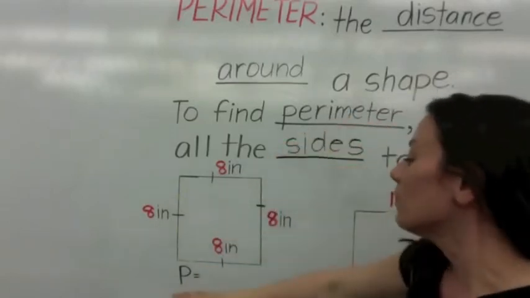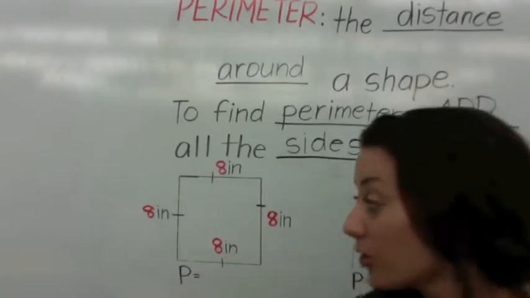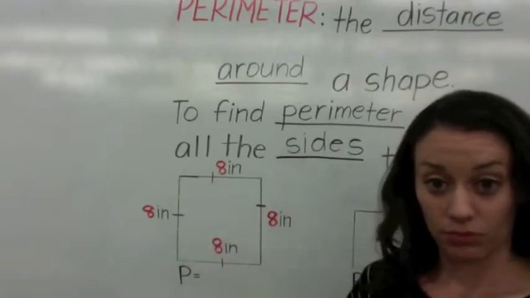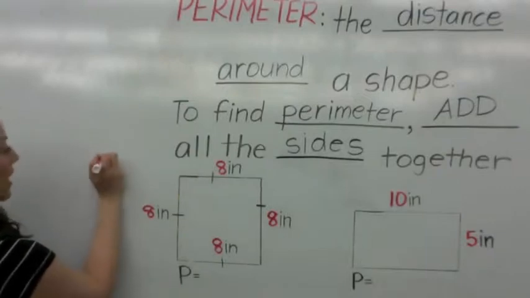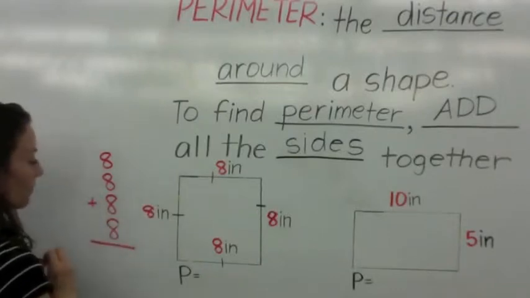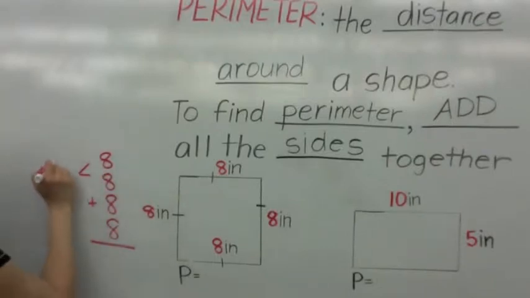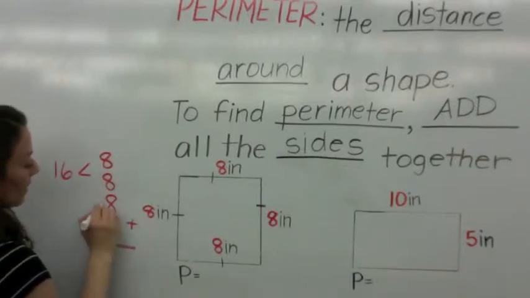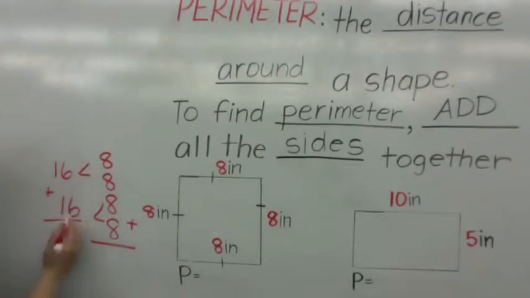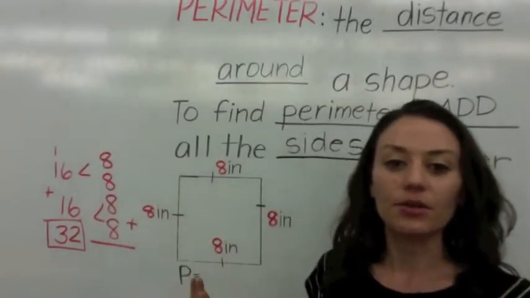So P stands for perimeter. If I were to find the perimeter, like we were doing before, I could add all of these numbers together. I could say 8 plus 8 plus 8 plus 8. 8 plus 8 is 16, and then 8 plus 8 is also 16. When you add up 16 plus 16, what do you get? 6 plus 6 is 12, carry the 1, and 1 plus 1 plus 1 is 3. So the perimeter of this square is 32. But there has to be an easier way.